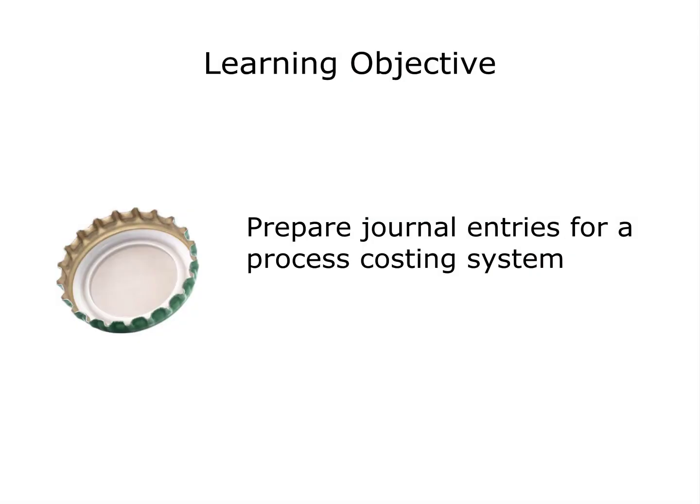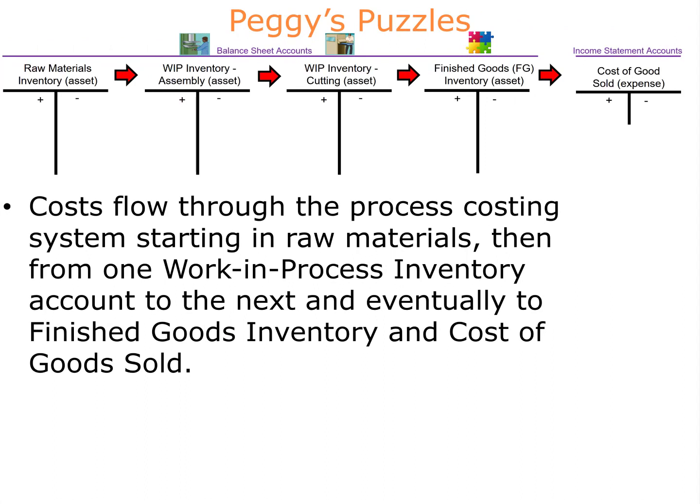The next learning objective is to prepare journal entries for a process costing system. So now we will switch from working on production cost reports to preparing journal entries for a process costing system. Having our T accounts will help create the entries.